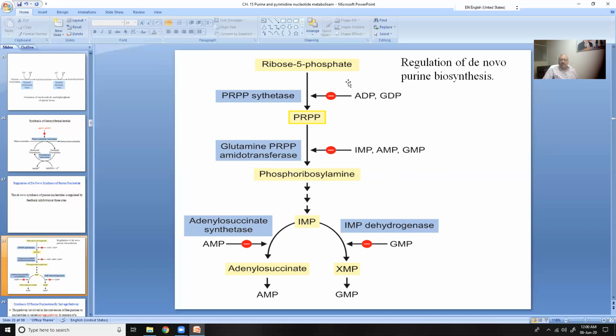We have started from the ribose 5-phosphate, then PRPP, phosphoribosylamine, then adenosyl succinate, then xanthosine monophosphate, AMP, GMP. It is the summarized pathway. And there are 3 regulatory steps: PRPP synthase, glutamine PRPP amidotransferase, and adenosyl succinate synthase. These are the regulatory enzymes there.